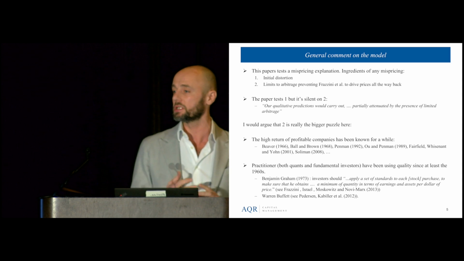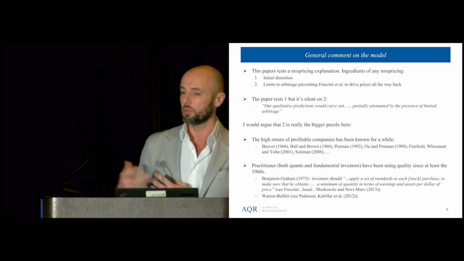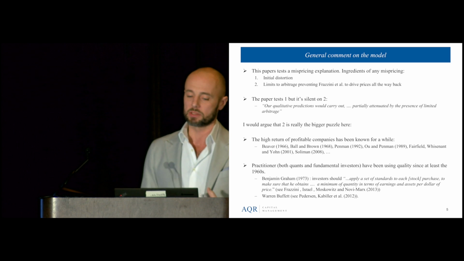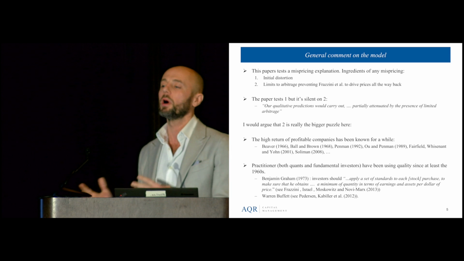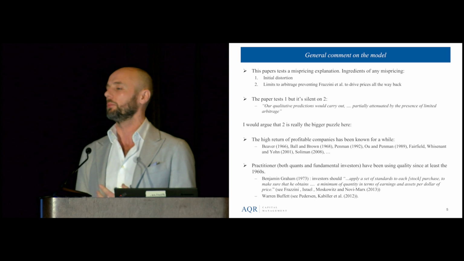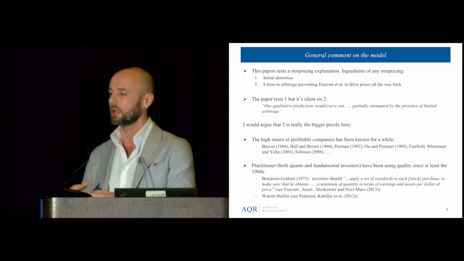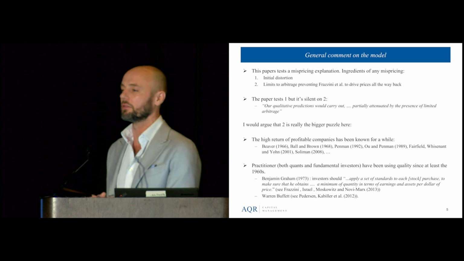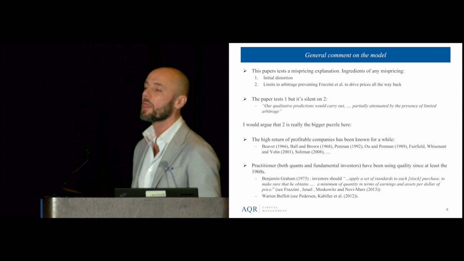They do acknowledge this. They say our prediction will carry on in a model where you have some arbitrage errors that have some limits to arbitrage. But I will argue that two is really the bigger puzzle here. First of all, the return of a profitable company has been known for a while. There is a bunch of accounting papers that have shown this since the mid-60s. This is a widely known effect. For some reason, in asset pricing we decided to discover this a few years ago, but this has been around for a very long time.